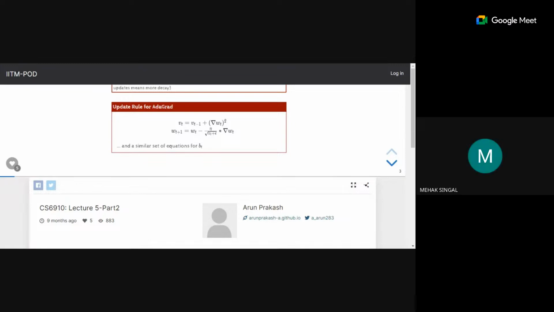What's the recommended value for epsilon? Is it like 0.1? Anything you can take, it doesn't matter. You have to take a very small value, basically. Typically, it is 10 to the power minus 4, that is 0.0001.